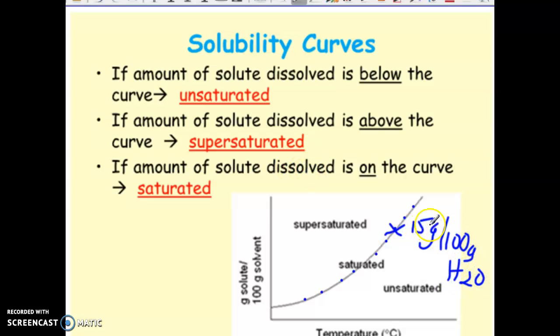If I were to dissolve less than this, I have an unsaturated solution. So 15 grams, okay, well, if I only dissolve 10 grams, I'm below the maximum. If you do dissolve higher than that number, so if I had 17 grams that was fully dissolved, that would be considered to be a supersaturated solution.